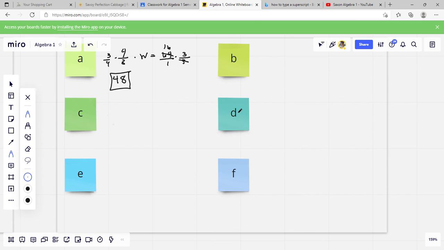Alright, the next one, B, says 3 1/5 of what number is 48? 3 1/5 of what number is 48? Okay, so that means that I'm going to have to convert that into an improper fraction. So 3 times 5 is 15, 16 over 5, W equals 48. And then I'm going to flip and multiply.